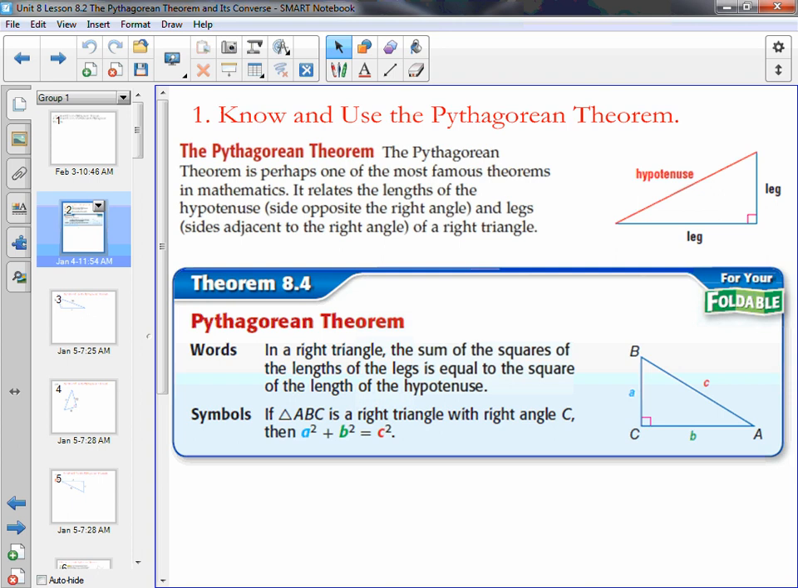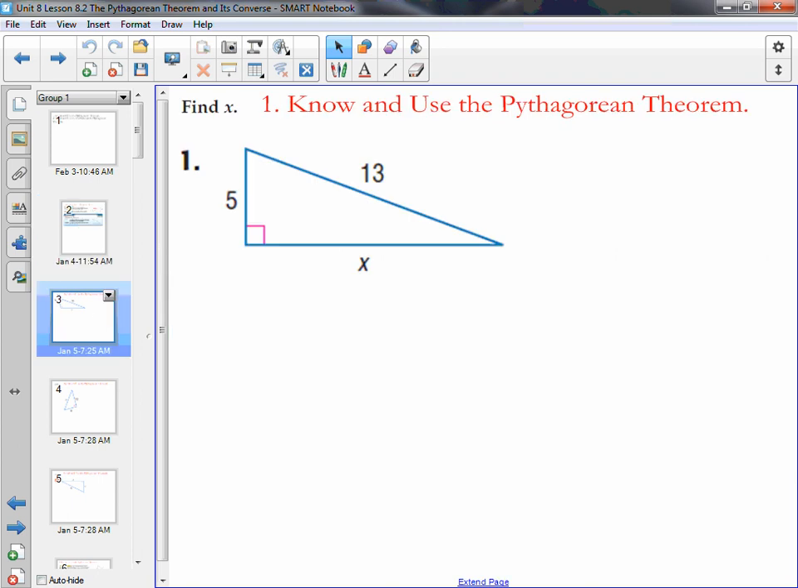So as long as you know two of the sides, you can solve for the third. It doesn't matter if it's the hypotenuse that you don't know or one of the legs. You can always solve for the third using this theorem. So let's take a look. On page 545 now, let's find that missing leg.